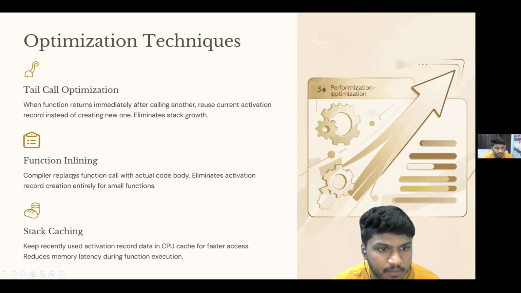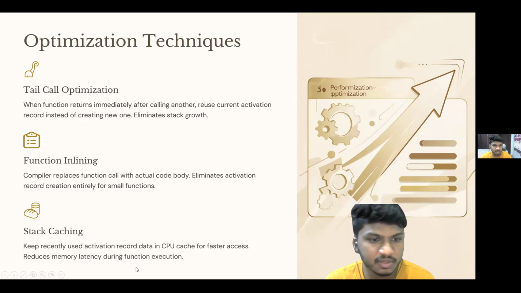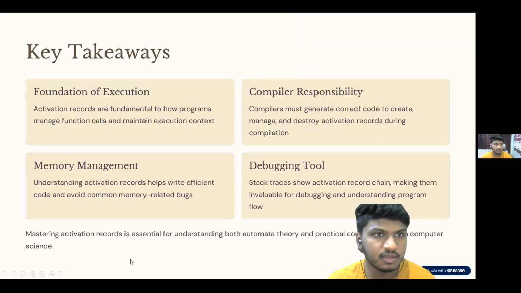Function inlining: the compiler replaces the function call with the actual code body, eliminating the activation record entirely for small functions. Function inlining is very useful for small functions because it eliminates the activation record. Stack caching: keep recently used activation record data in the CPU cache for faster access. This reduces memory latency during function execution, which is essential.